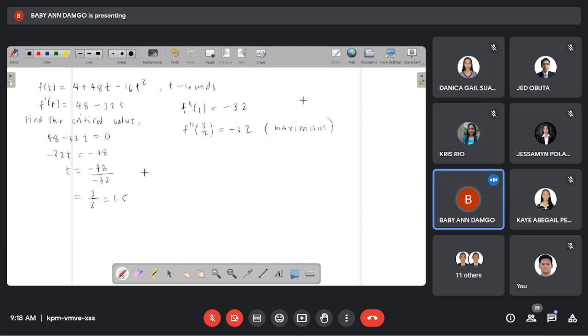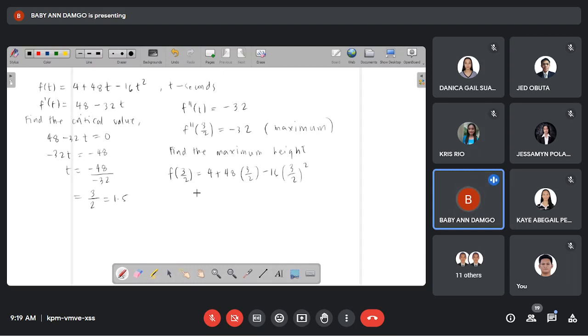So next we need to find the maximum height. So we already got the time that it reaches maximum height, which is 1.5 seconds. So we will substitute it. So f of 1.5, 3 halves only. F of 3 halves is equal to 4 plus 48 times 3 halves minus 16 times 3 halves squared.